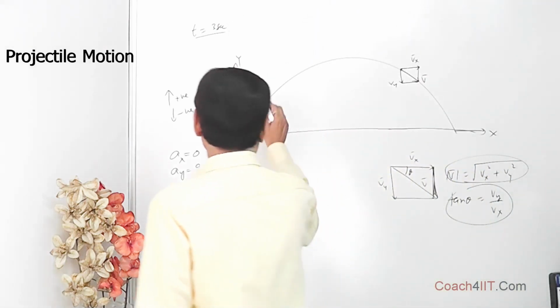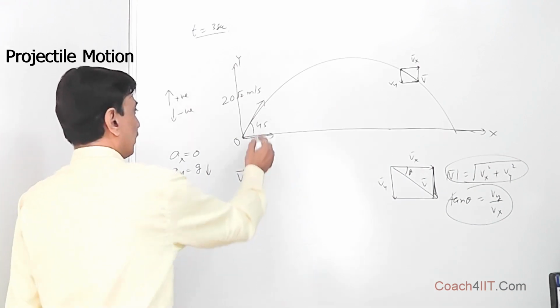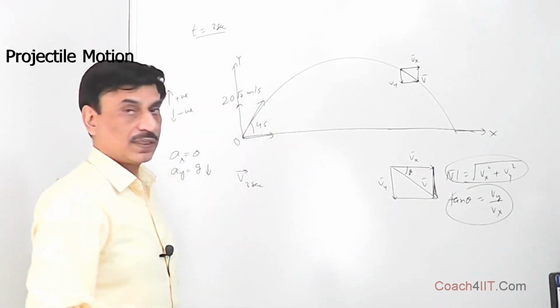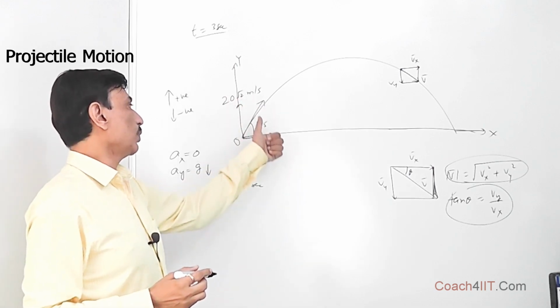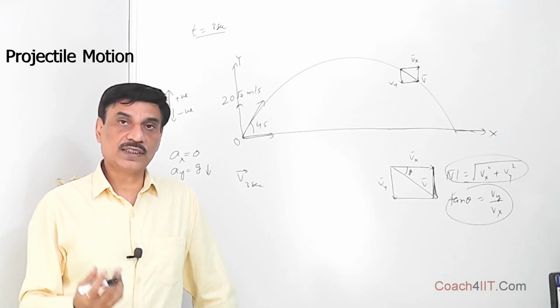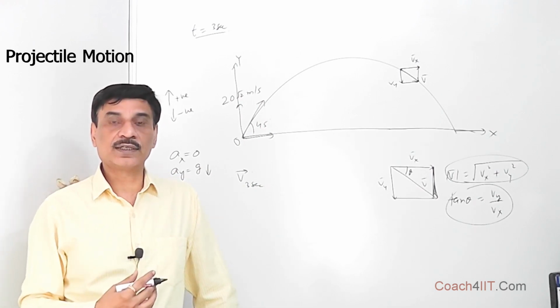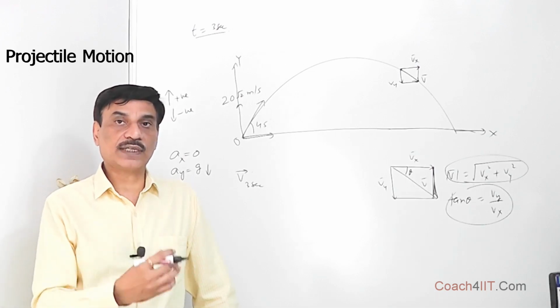This is 20√2 meter per second. We can break it into two components: 20√2 cos 45 and 20√2 sin 45. It is only for ease of calculation that we are taking such values, 20√2 and 45 degrees. It could be anything. You can take 15 degrees, 30 degrees, 60 degrees, any value. But right now our emphasis is more on understanding the concepts rather than getting into the calculations.